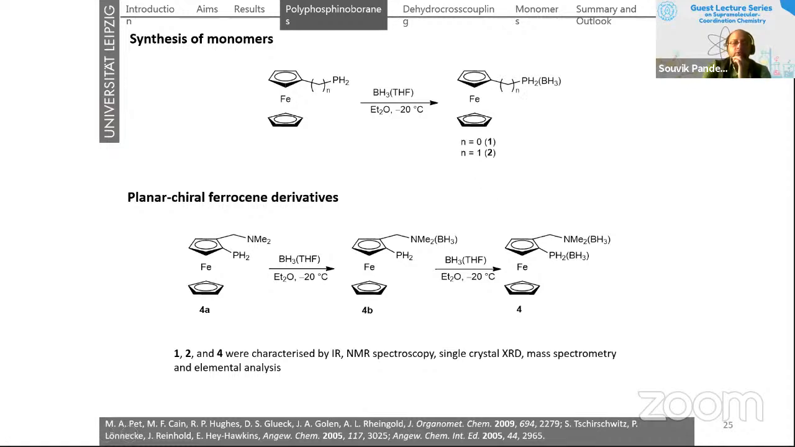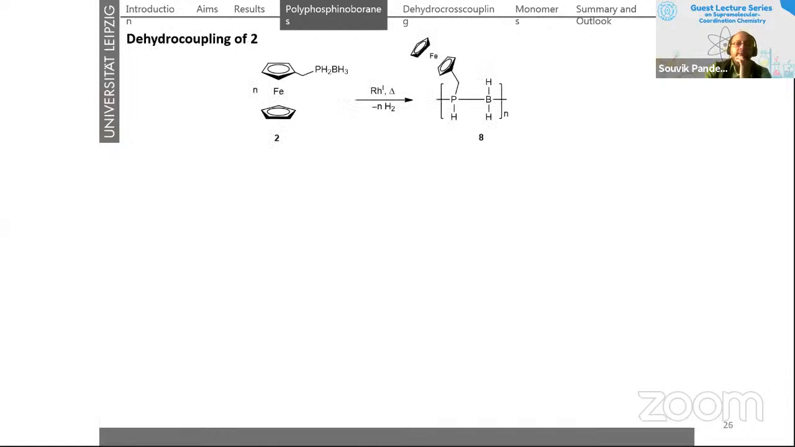So I hope you understood and these are all characterized properly. See here, I showed you one example. So I have the first CH2, PH2, BH3 and using a rhodium catalyst and upon removal of hydrogen gas, I get this polymer.